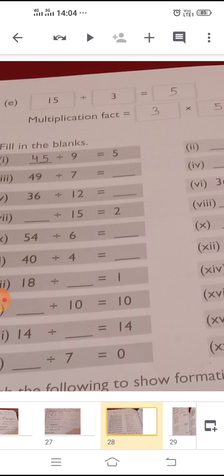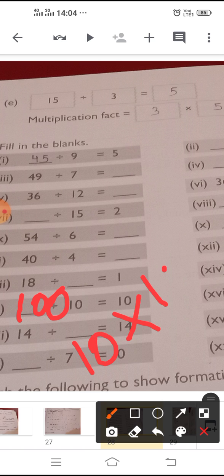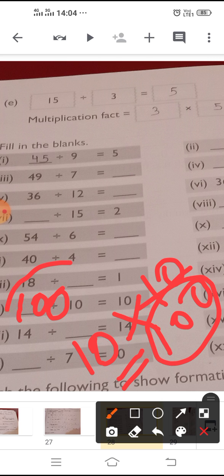Next, you can do on your own. Dash divided by 10 will give you 10, which means you will write here 100. You will write 100 divided by 10, that will give you 10. How? I have done it by this fact: 10 into 10 gives you 100. So this and this are the same.